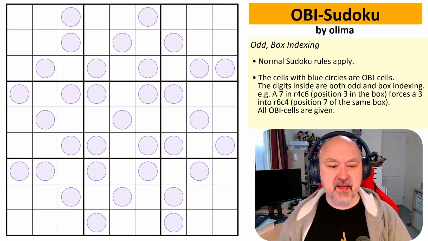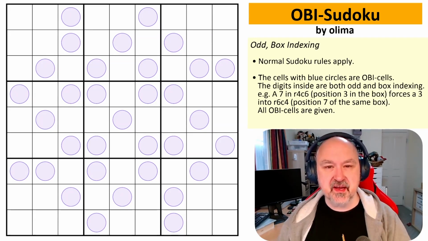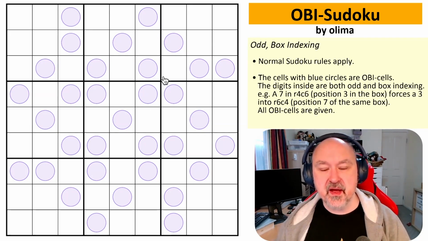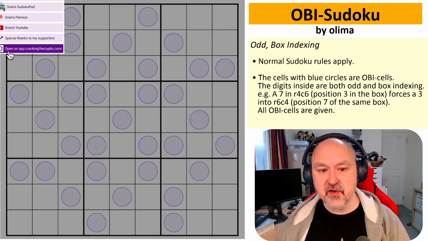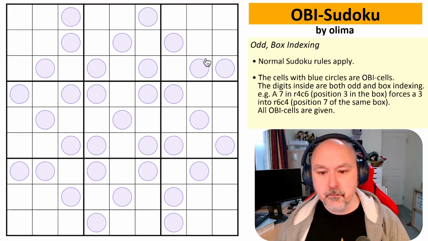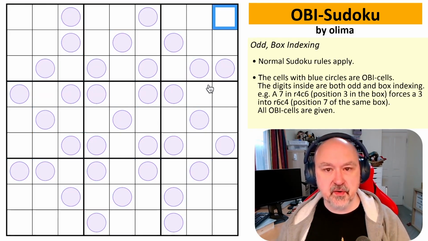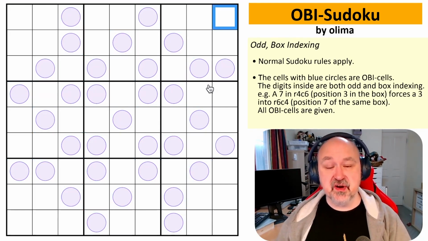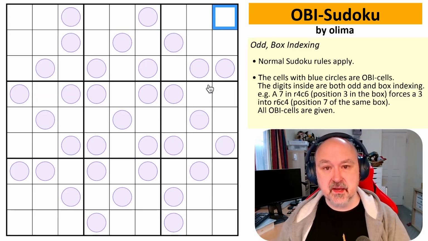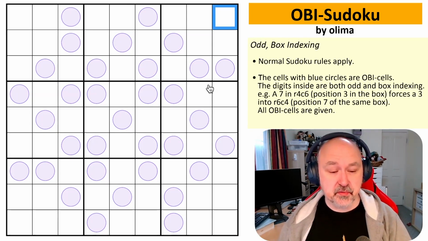But before I get onto the puzzle, this is another puzzle where I can showcase the new feature that is in the test Cracking the Cryptic or Sudoku Pad app. If you go to Sudoku Pad, which is the link I provided, you go to the hamburger menu, go to open in test.crackingthecryptic.com. You will be able to select all of these cells by just double clicking on them because it will select similar constraints now, if the constraints are all set up the same. That may be helpful for this puzzle. I don't know. We will get to that when I explain the rules.